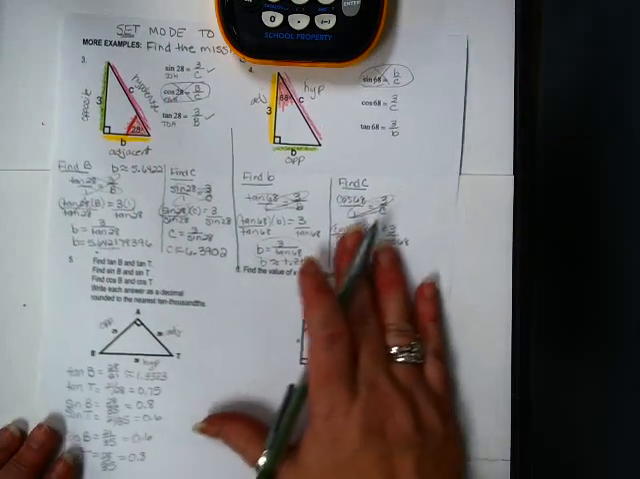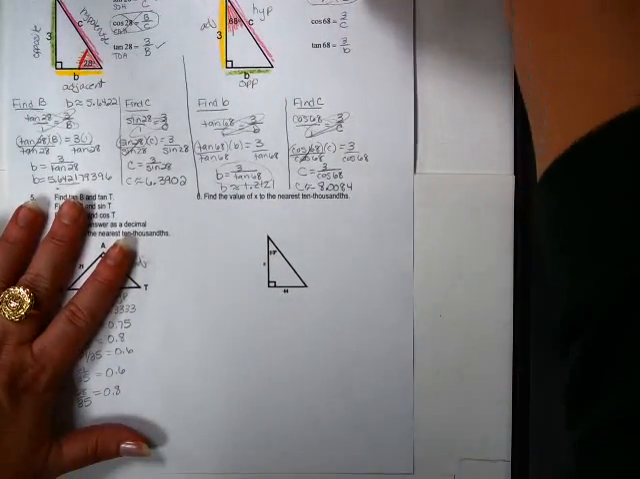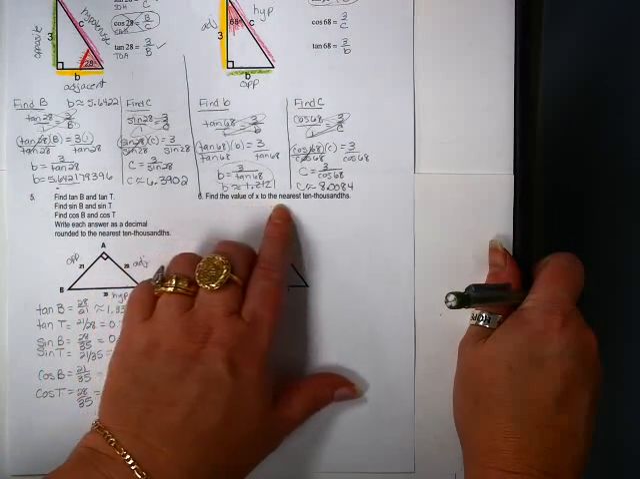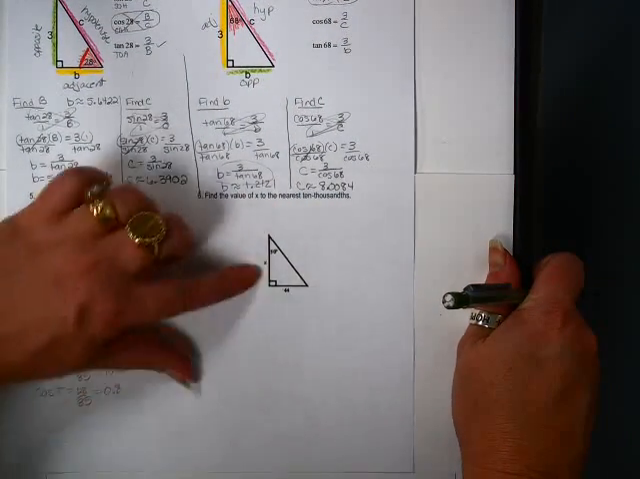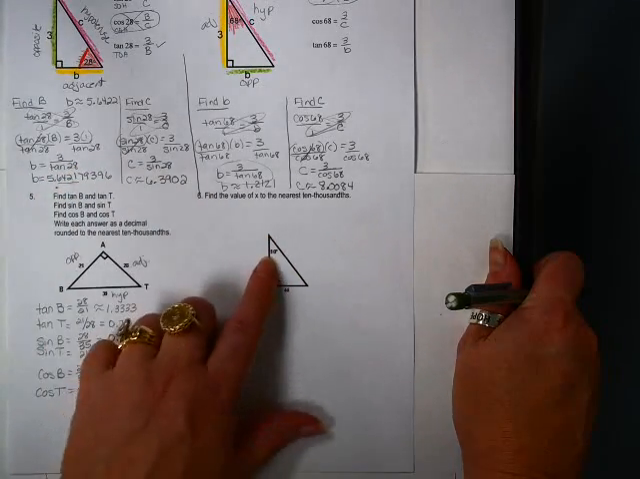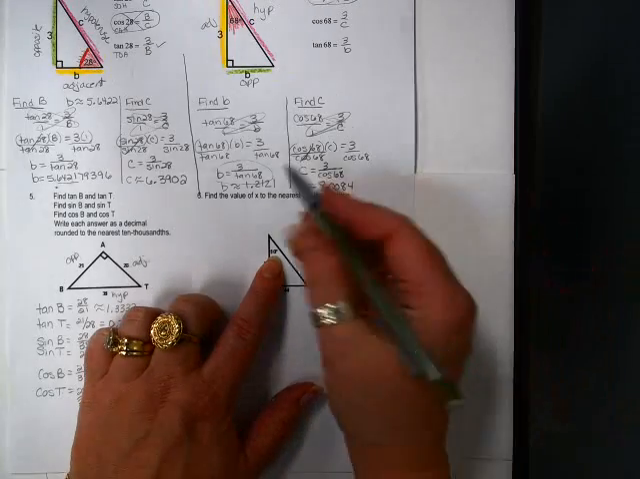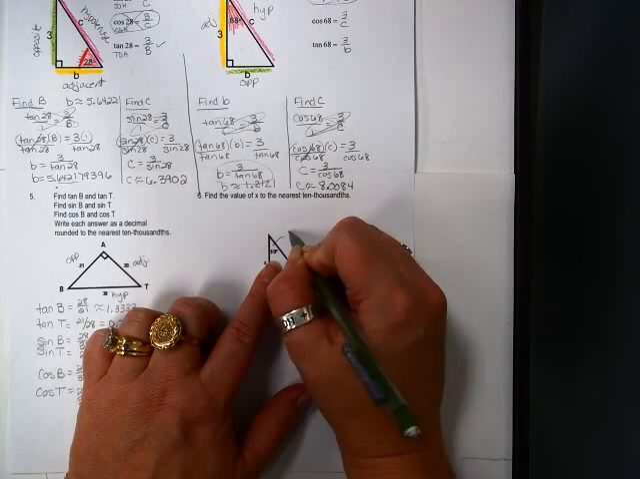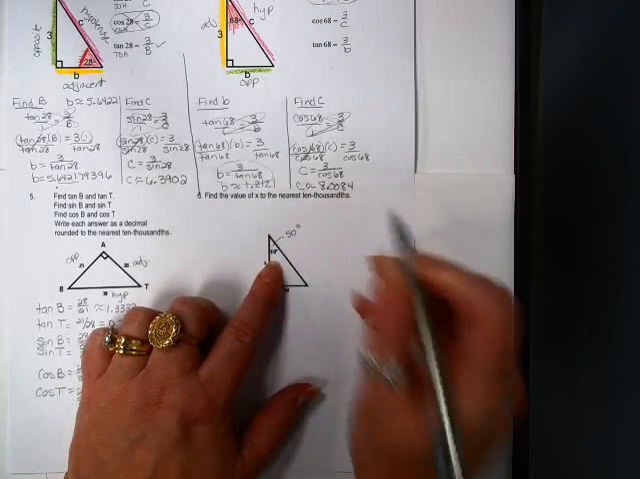Okay, next. You're going to have one like this on your homework. And it says, find the value of x to the nearest ten-thousandth. We're looking for the missing side. Sure wish I could use the Pythagorean theorem, but I can't. This angle right here you may not be able to read, but it is 50 degrees.